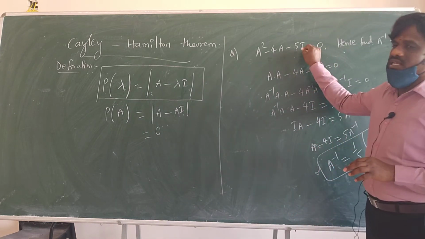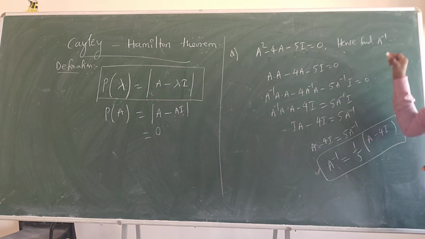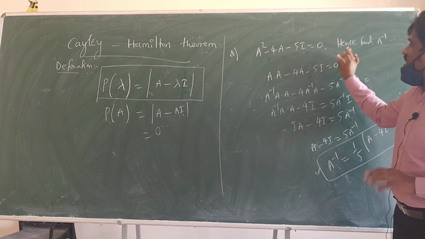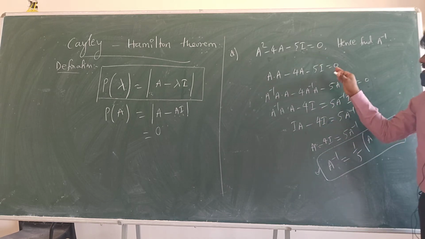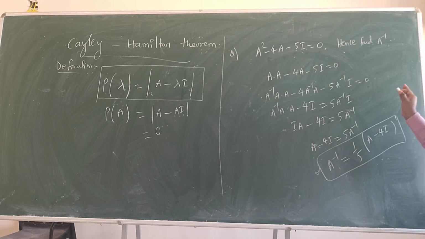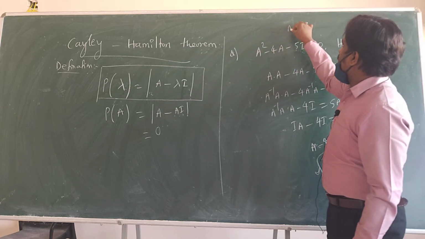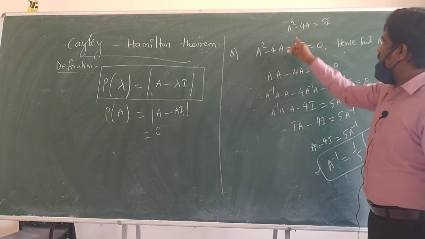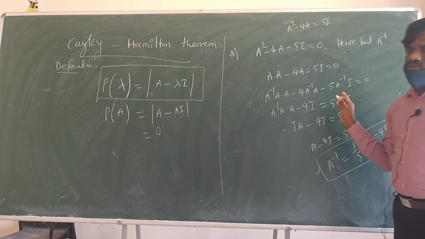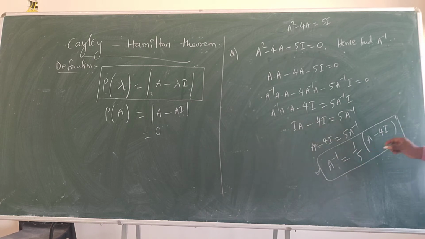Suppose they give a polynomial equation and you want to find the A inverse, then what do you do here? Send this 5I to this side and multiply A inverse on both sides. But I did not do this here; after some steps I sent it here. Even you can send here only A square minus 4A is equal to 5I, and then A square is A into A, multiply A inverse on both sides. So you get such a formation, and this formation will be there in the options. A inverse in this option also will be available. Okay, copy down, I will tell you.